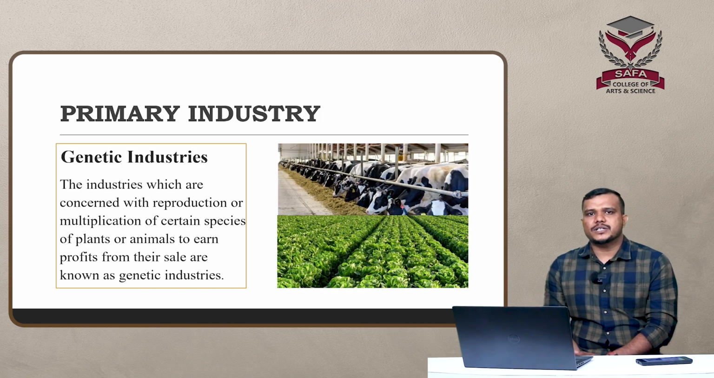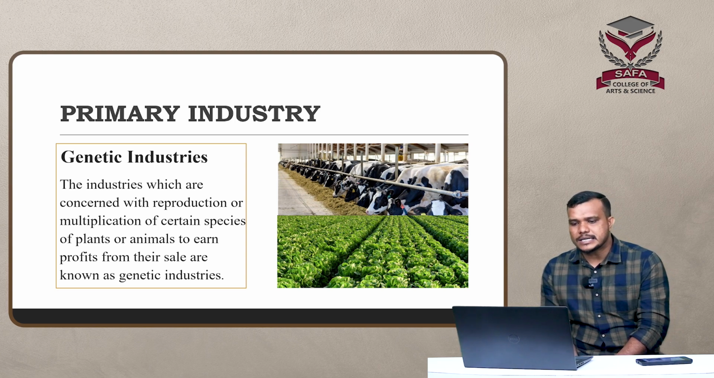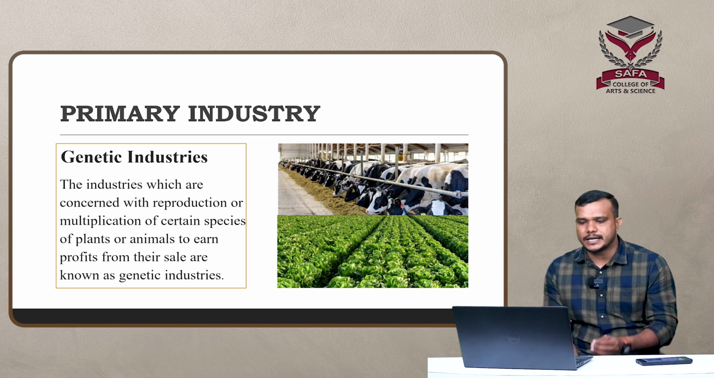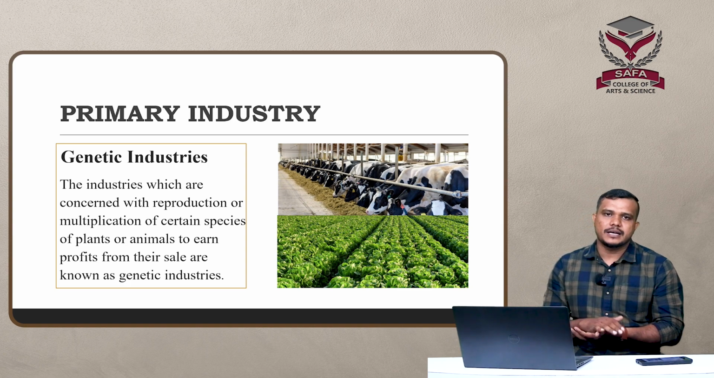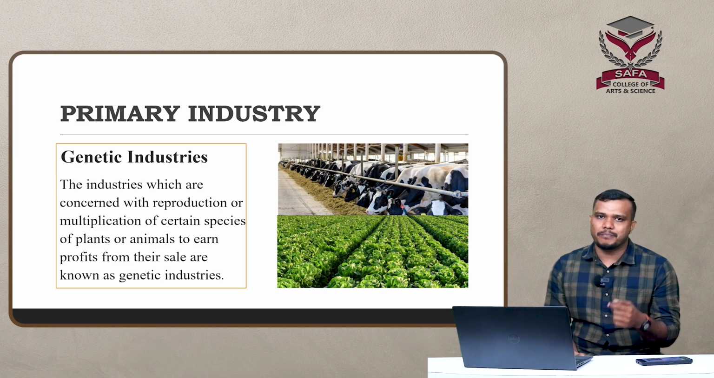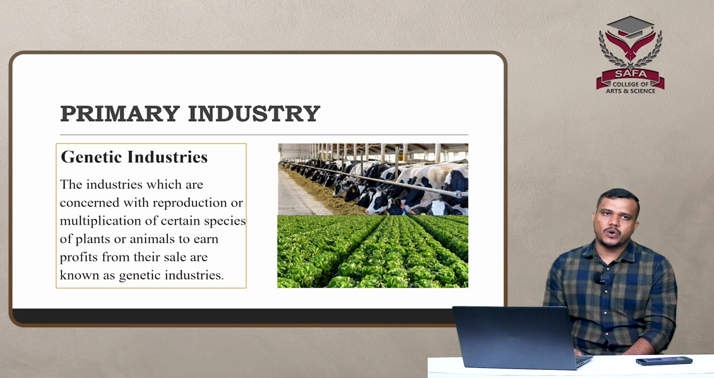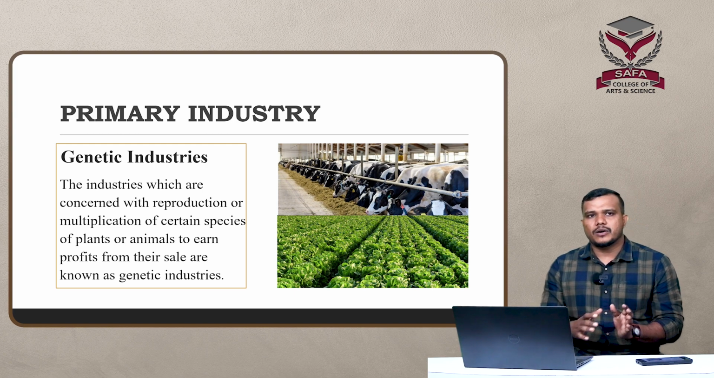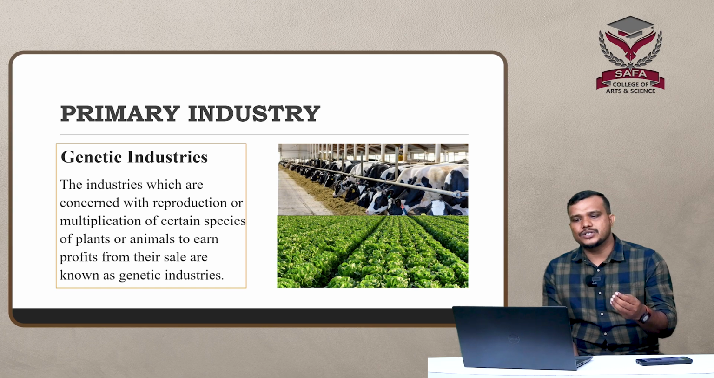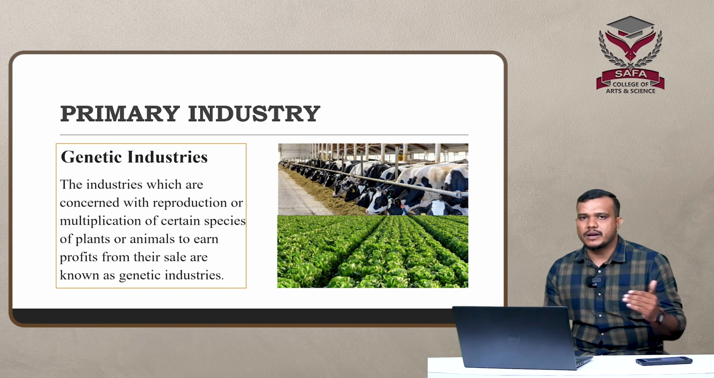The second classification of primary industry is genetic industry. So what is genetic industry? The industries which are concerned with the reproduction or multiplication of certain species of plants or animals to earn profit from their sale are known as genetic industry. Genetic industry means reproduction or multiplication of plants, animals, birds, etc. For example, farming like cow farming, goat farming or agriculture are examples of genetic industry. These are the two major classifications of primary industry, extractive and genetic.